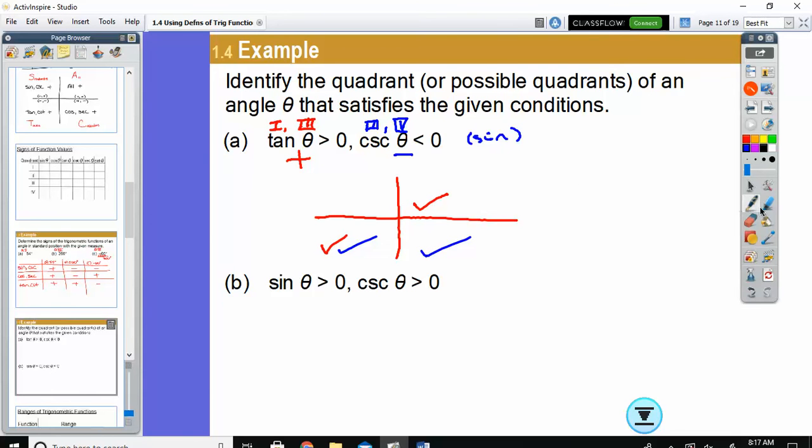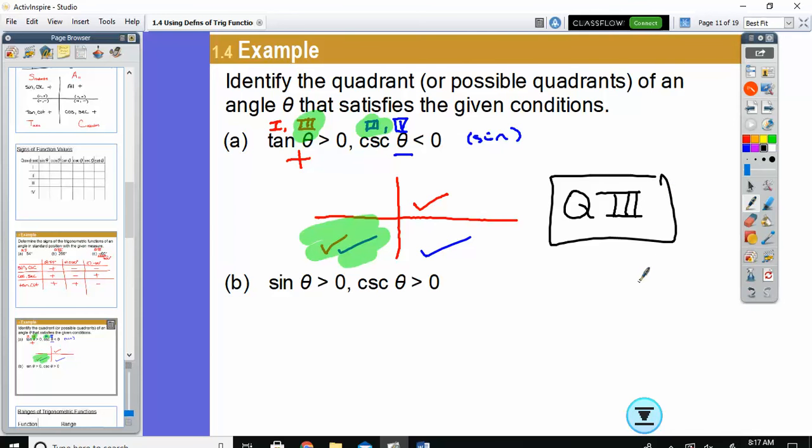So which quadrant worked for both of them? Yeah, the third quadrant is the only one that satisfied both of those, so we have to be in quadrant 3.